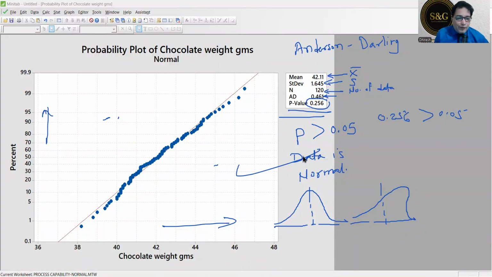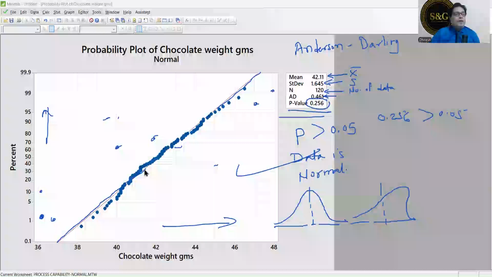Another hint we can get is that if the data is non-normal, the data would look different. There would be some data points which will be away from this line of significance. This red line is called the line of significance. Some data points will be scattered around it. But as of now, these data points are very tightly bound to the line of significance, and this is also an indication that it is normally distributed data. Clear?